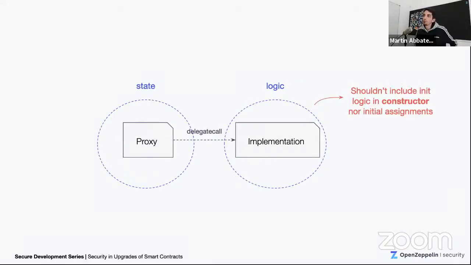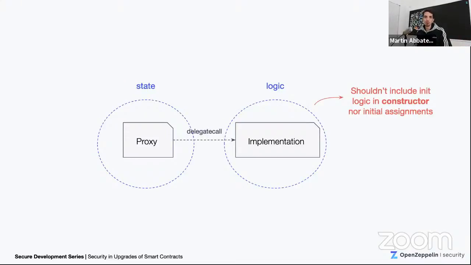The thing is, you shouldn't be including initialization logic in the constructor of the implementation, nor in the initial assignments, right? Because we know that with delegate call, everything that is in the implementation will be executed. We want it to be executed in the context of the proxy, right? The state is on the proxy. If you have initialization logic that will just initialize the implementation contract and not the proxy, that's wrong, right? The proxy won't get correctly initialized.